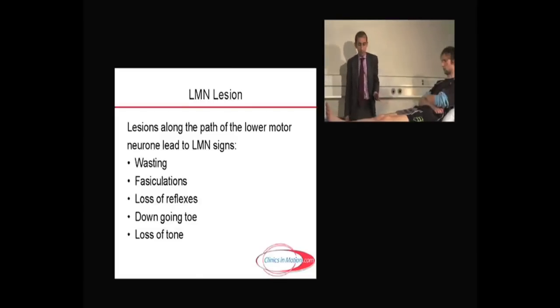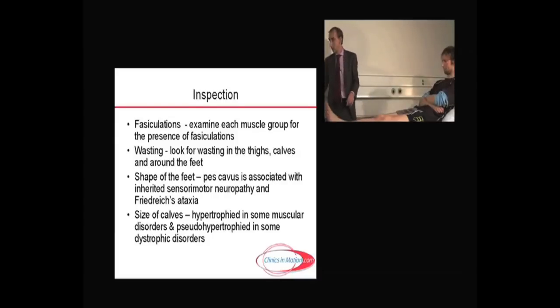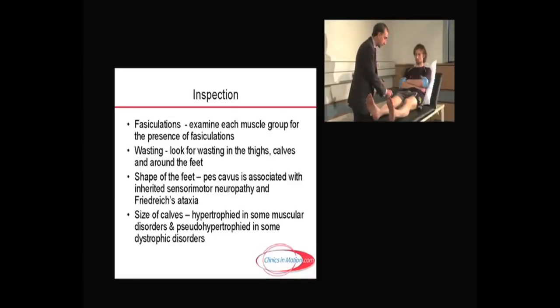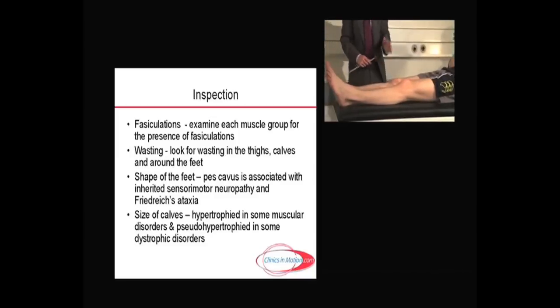So when approaching the patient, as always, you introduce yourself. Thanks very much, Paddy, for helping us. Now, what I'm going to do first, as before, when we're looking at muscles, is look for wasting or fasciculations. And as I said in the upper limb, I tend to just either flick the muscles all the way along, more to remind myself than anything else, not to forget to do so, looking for fasciculations.